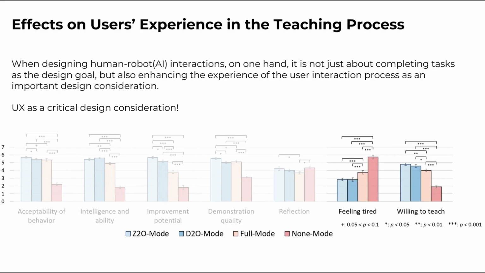In terms of user experience, participants prefer to teach robot students with adaptive feedback rather than those without feedback or with unchanged feedback. This finding highlights the importance of user experience when designing robot feedback in robot teaching.